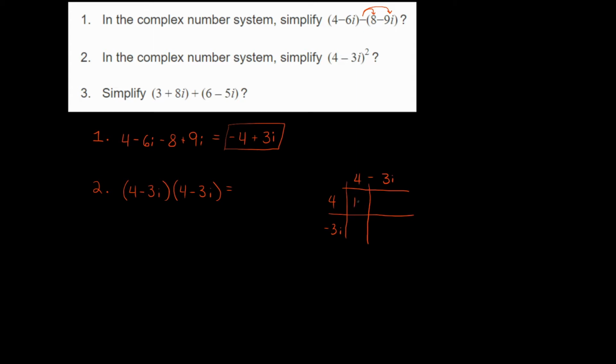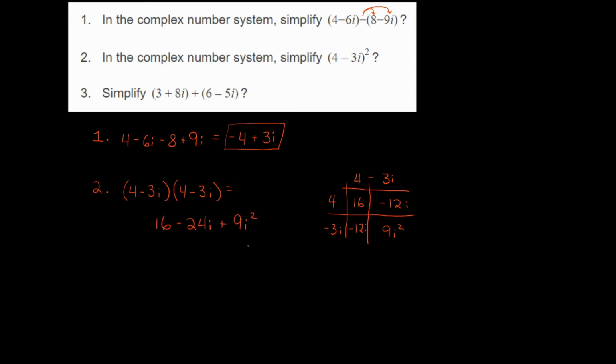4 times 4 is 16. 4 times negative 3i is negative 12i. Negative 3i times 4 is also negative 12i. And then negative 3i times negative 3i is positive 9i squared. We combine our like terms, and we get this expression. We have 16 minus 24i plus 9i squared.